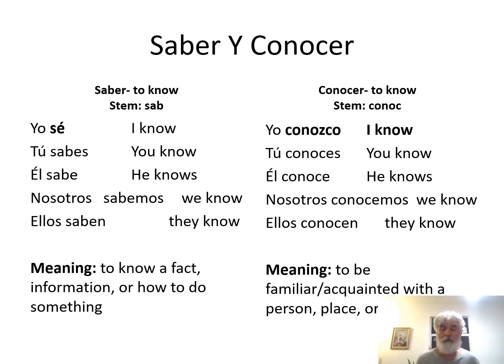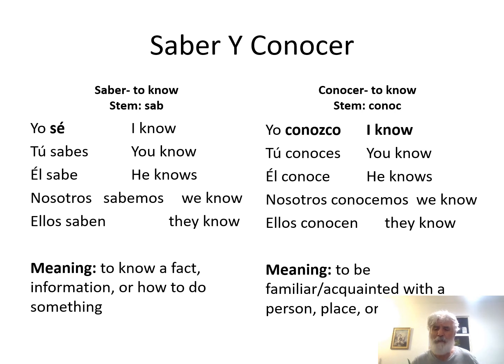And it can also be to know a person, place, or a thing. Now, generally, when we say a thing, it's to be familiar with something related to the arts. I know the works of Picasso. I know Picasso's art. I recognize it. Or works of literature. I know the books or poems of Shakespeare. I'm acquainted with them. Or it could even be to know movies. I know Hitchcock's movies.